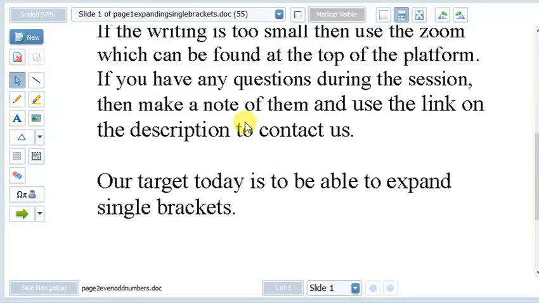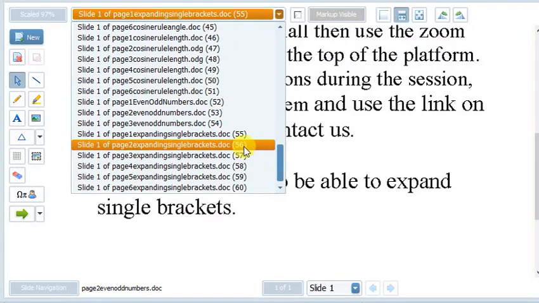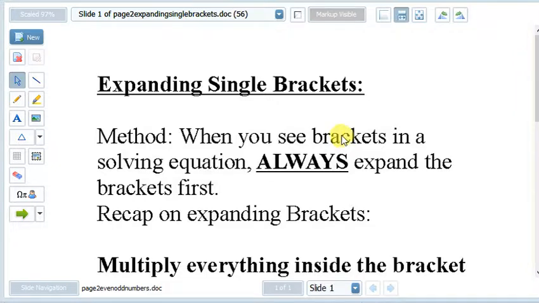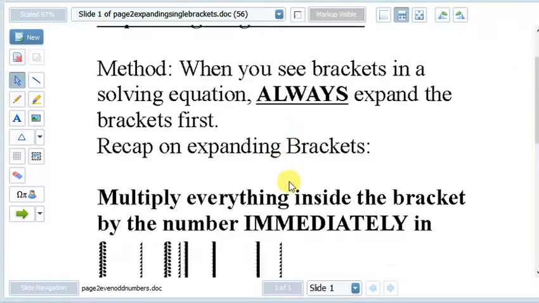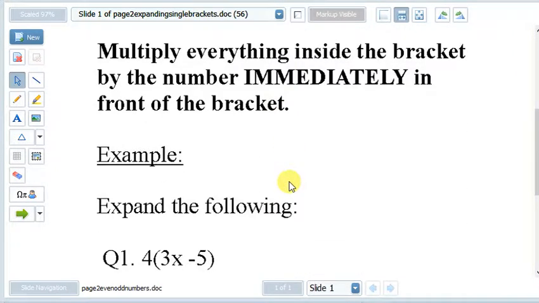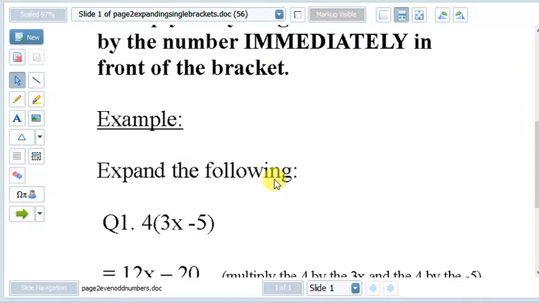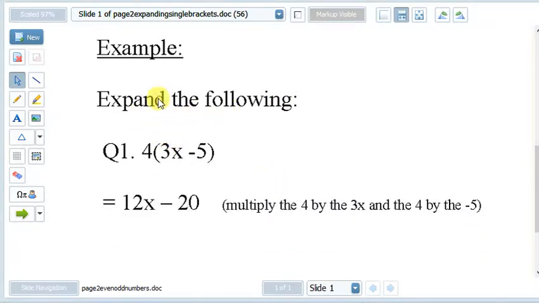Our target today is to be able to expand single brackets. So, method. When you see brackets, for instance in a solving equation, you always expand the brackets first. Recap on expanding brackets. So basically what we do is we multiply everything inside the bracket by the number immediately in front of the bracket.